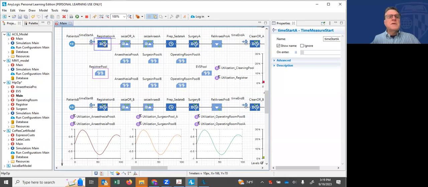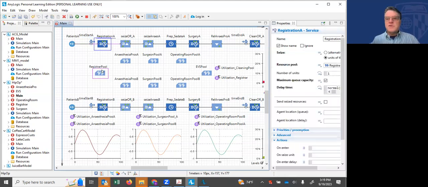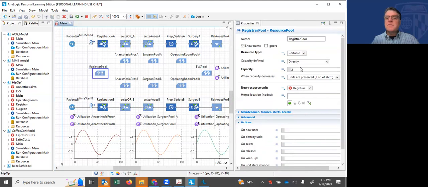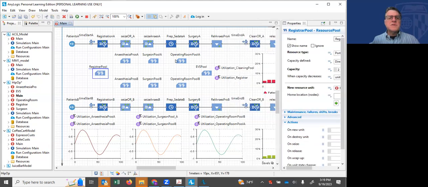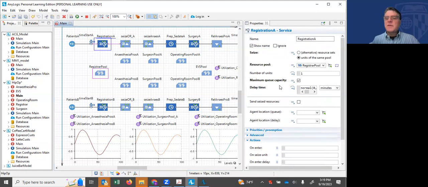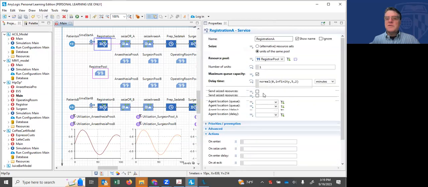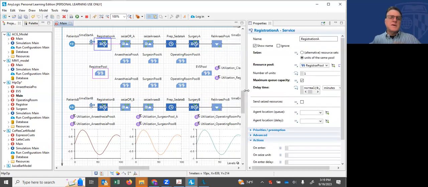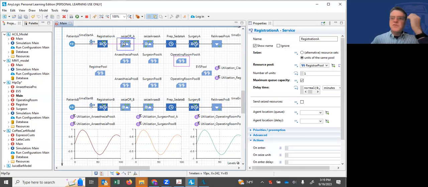So we're going to start the timer, and then we're going to pull somebody from the registrar pool. So let's have a look at the registrar pool. This uses the resource type registrar, and there are two people in that registrar pool. And to get registered only takes 5 minutes. So what happens here is the patients come in and they wait to get registered, and registration takes 5 minutes. Let me just see if I can expand it all the way across here. 5 minutes with a standard deviation of 2 minutes. Right, so then the registrar is released, and the patient goes on and looks to see an OR.